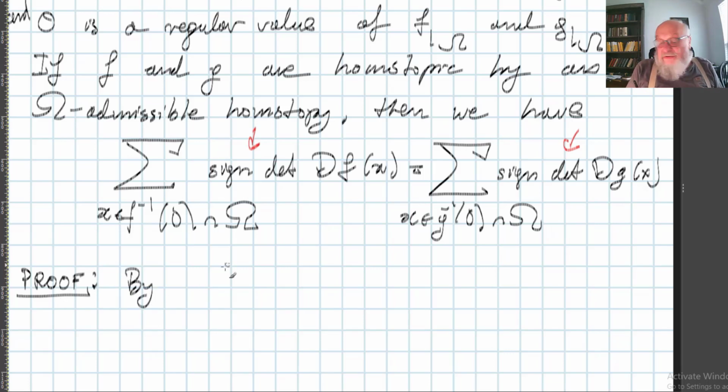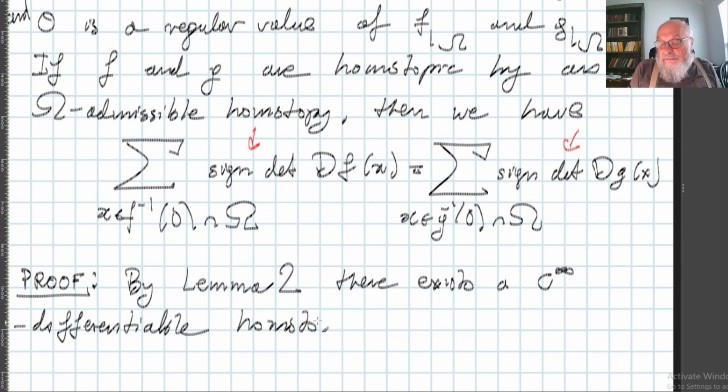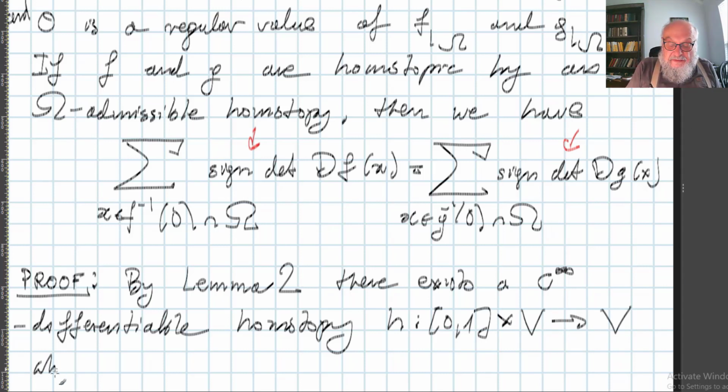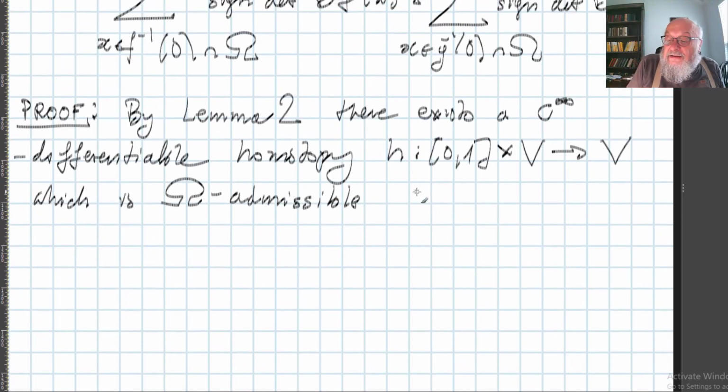So first of all, notice that by lemma 2, there exists a smooth, a C infinity differentiable homotopy H, from [0,1] times V to V, which is omega admissible. So this is omega admissible.